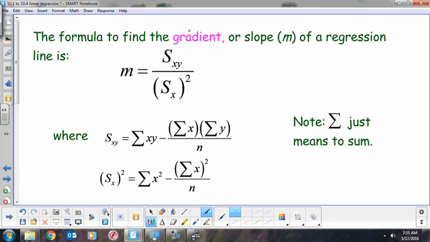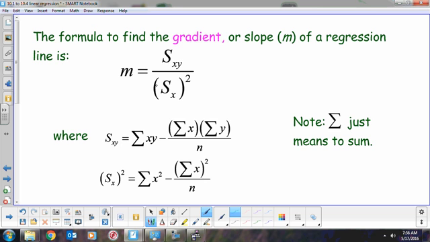So they call slope gradient. The slope of the regression line is going to be Sxy over Sxx. Σ just means the sum. If I want to find my numerator, I'm going to take the sum of the product of my x times my y and subtract from that the sum of the x's times the sum of the y's divided by the number of numbers I have.